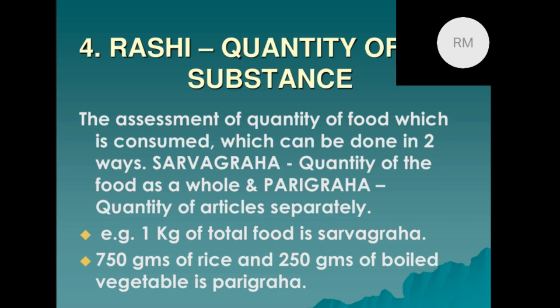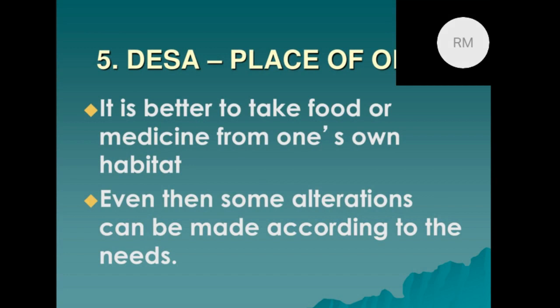And then we have the place of origin. So depending on the place where you live, the diet that is suitable in India itself, in different places we have different diets. You cannot follow the same diet all over the country. So depending on your geographical location, you have to choose a particular type of diet. So this is the fifth principle in deciding a diet.